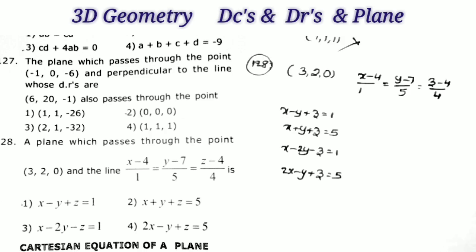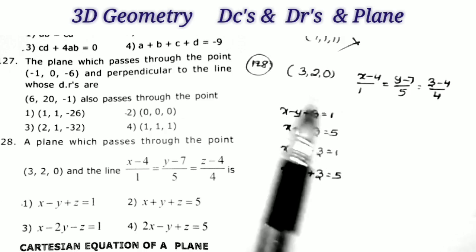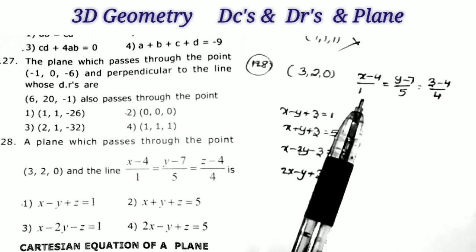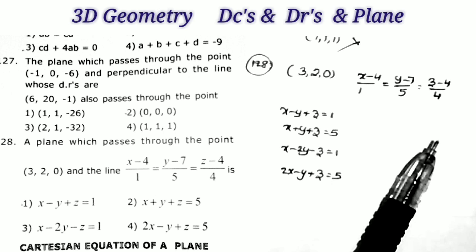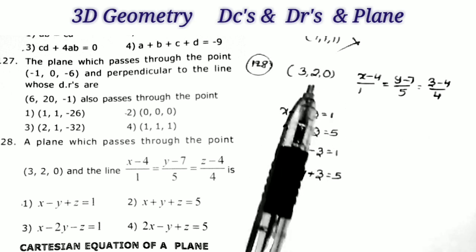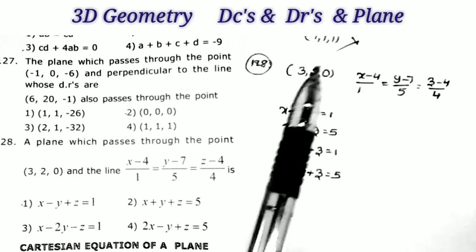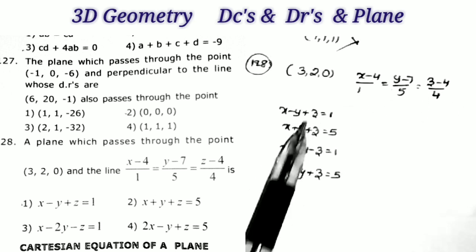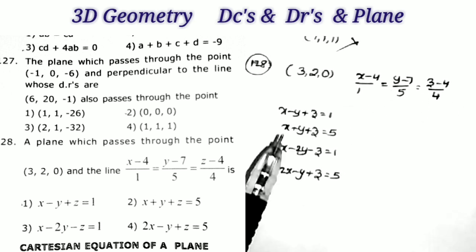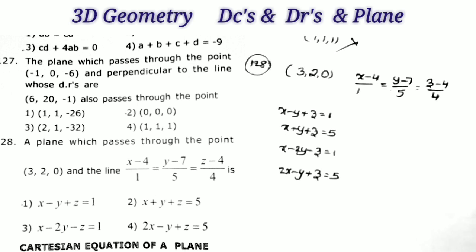Next question, sum number 128. The plane which passes through the point 3, 2, 0 and the line x minus 4 by 1 is equal to y minus 7 by 5 is equal to z minus 4 by 4. Now we want the equation of the plane passing through the given point and the given line. Now these are the options given. Now simply we have to check the verification here. We have to check the options.